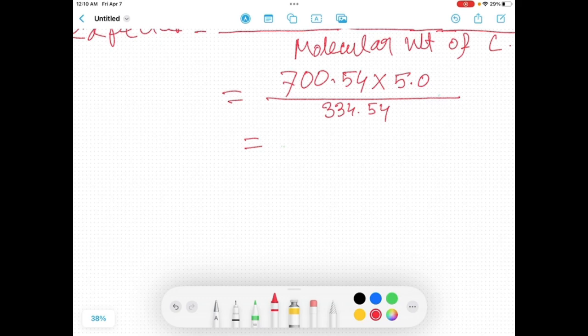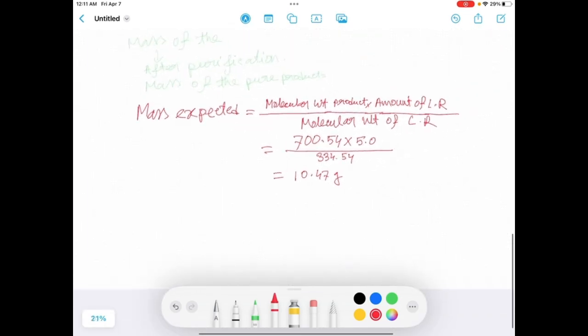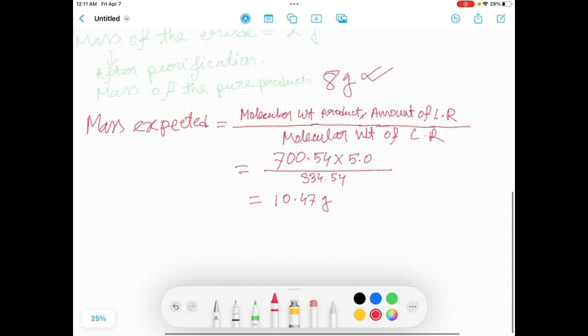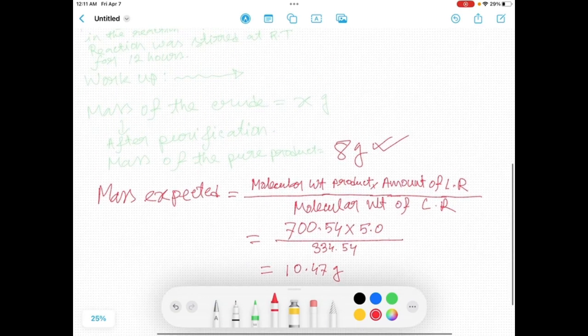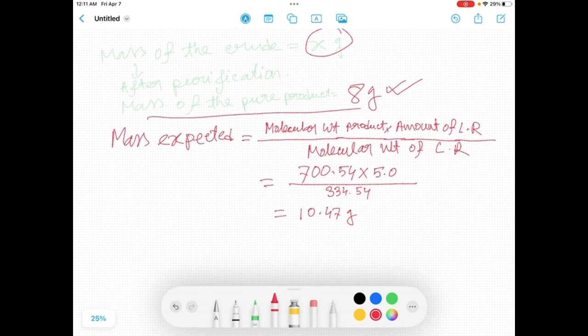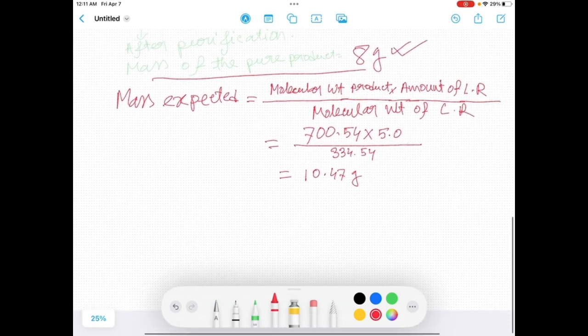So 700.54 times 5 divided by 334.54. So your expected mass is 10.47 gram. Now remember, originally you got 8 gram as pure after purification. Suppose you get some mass as crude, and after purification you get 8 gram as pure. So now you can calculate the percent yield.